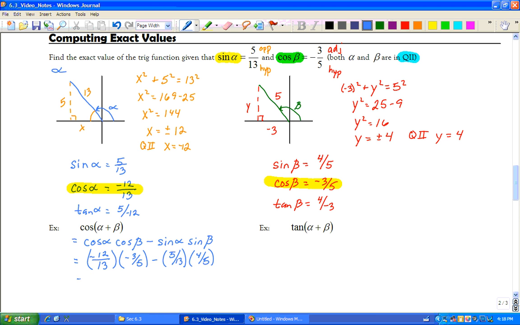Okay, then we just multiply each pair, so we end up with a positive 36/65 minus 20/65. So our final answer for this one is 16/65. That is our exact value.